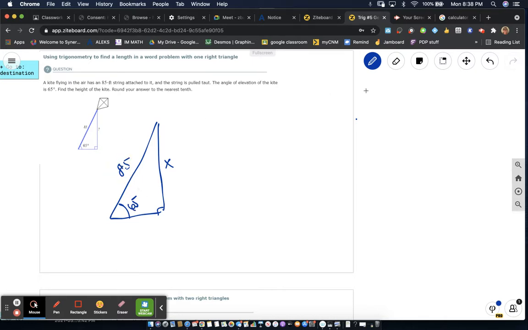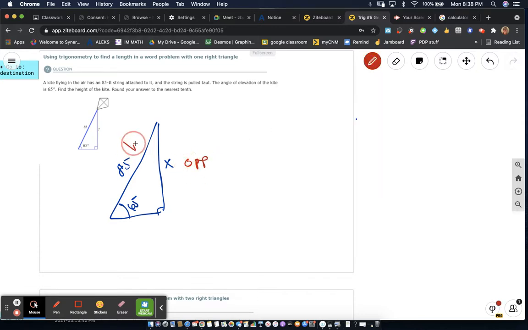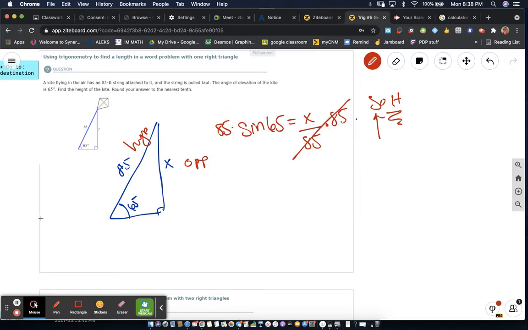So now name the sides. If you want to not get confused, name it. You've got opposite and you've got hypotenuse. So which one is that one? It's sine. Opposite and hypotenuse is sine. Okay, so now you're going to write a true statement. Sine of 65 is equal to x over 85. I'm not going to actually figure this out because it's the exact same as the last one. Plug this into your calculator and you are going to be good to go.